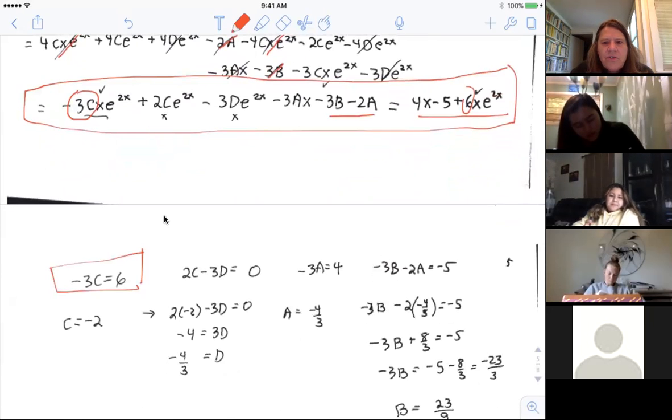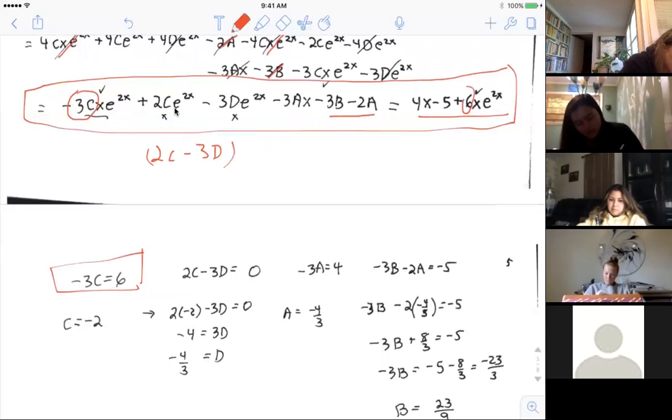The other terms, there's e to the 2x terms. There's one of them, and there's one of them. That's a 2c. That's minus 3d. There are no e to the 2x terms over here. So the coefficient on this one, you could do this if you wanted to go a little further. You could have combined them. And the coefficient there is 2c minus 3d, but I know it's 0 because there are none of those terms over here. Okay, so that's where I got my second equation.